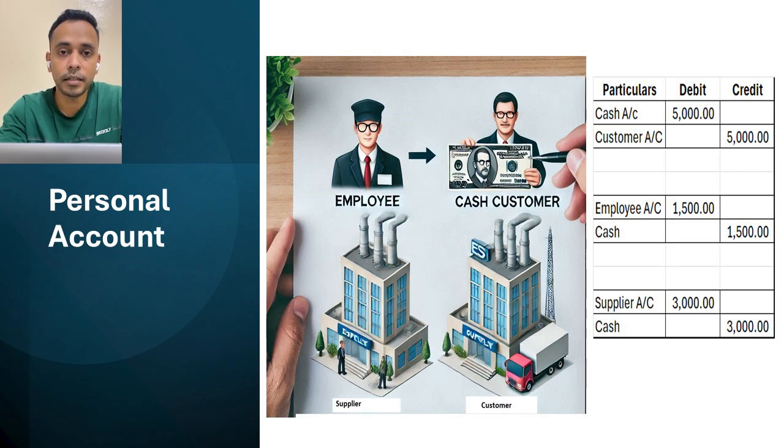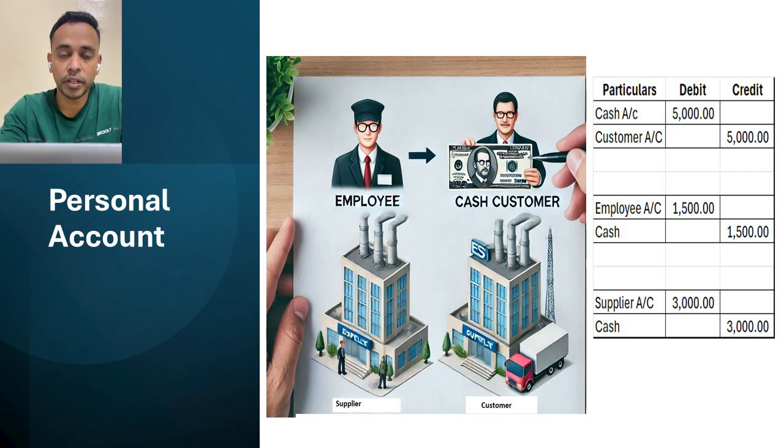So here the journal entry will be cash account debit to customer A, B, C, whatever it is. So you know the golden rule for the real account: debit what comes in, credit what goes out. So here cash is a real account. It's coming to the company. So debit what comes in. So here we are debiting cash.